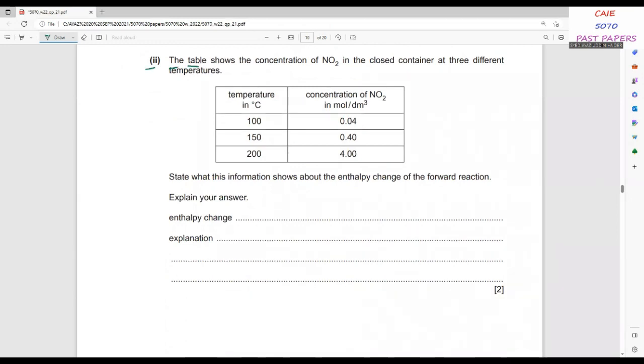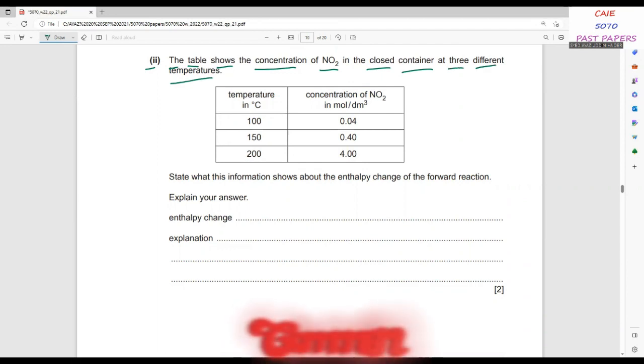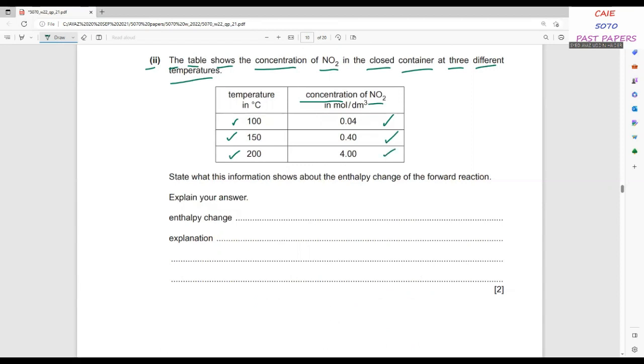Number two, the table shows the concentration of NO2 in the closed container at three different temperatures. So temperatures are given on the left hand side of this table. See 100 degrees centigrade, 150 degrees centigrade, and 200 degrees centigrade. So what's happening with the concentration of NO2? You see it's increasing. It's 0.04, 0.4, and 4. State what this information shows about the enthalpy change of the forward reaction. Explain your answer. Enthalpy change.